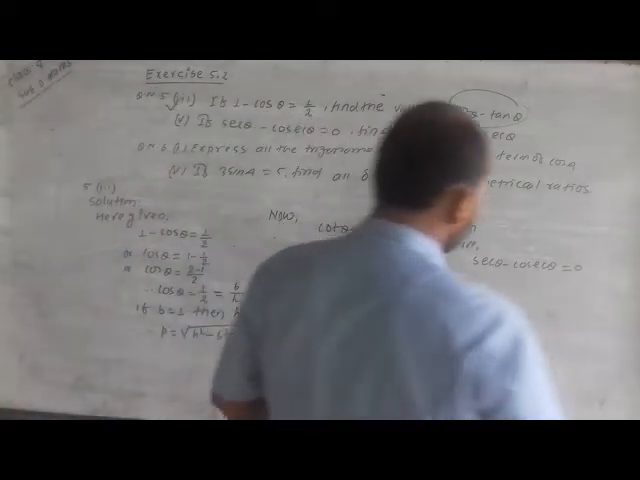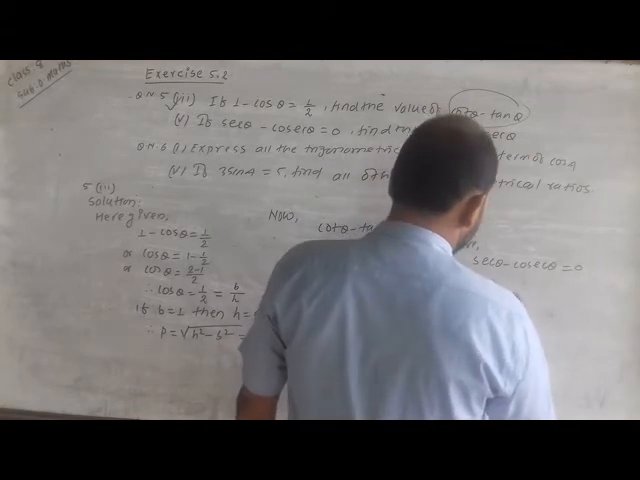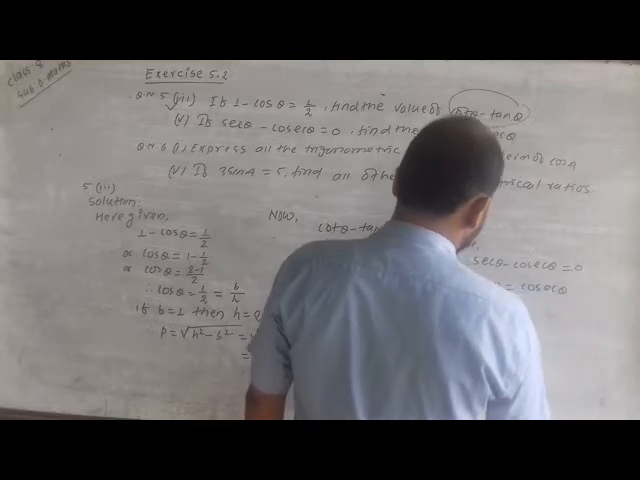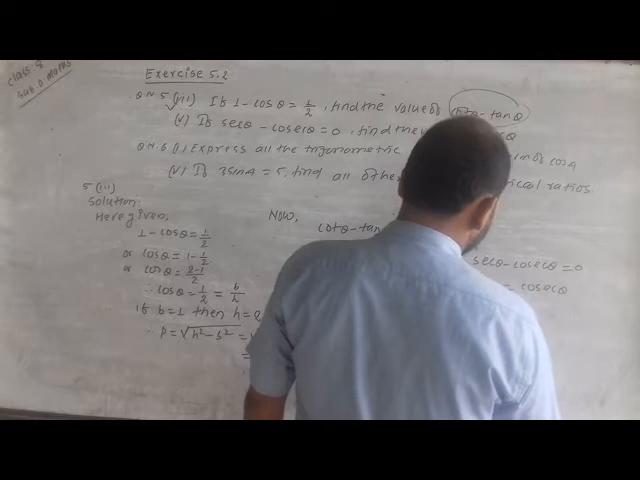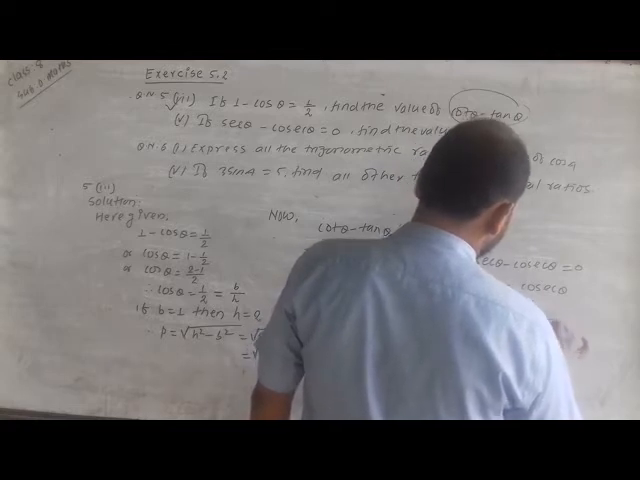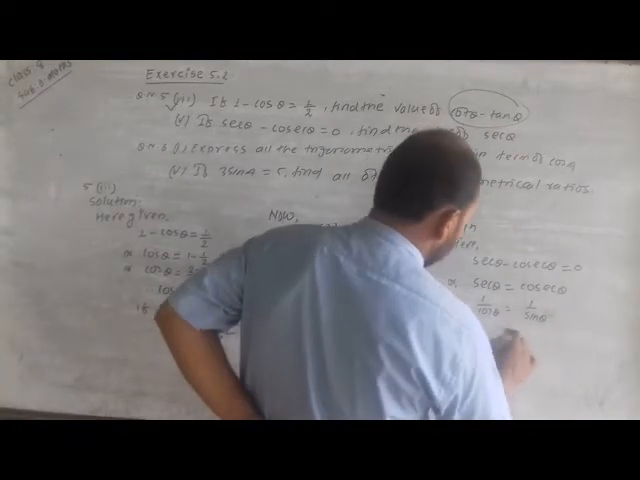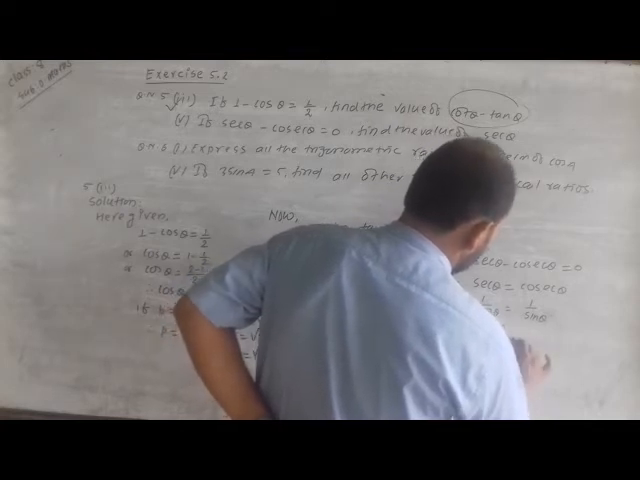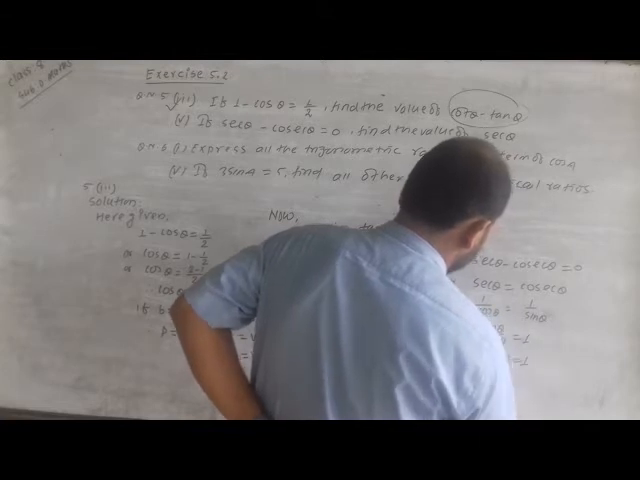Now look here. From here we easily write sec theta is equal to cosec theta. Okay. And therefore here we have 1 by cos theta equal to 1 by sin theta. When we cross multiply, we have sin theta by cos theta is equal to 1. Therefore tan theta is equal to 1.